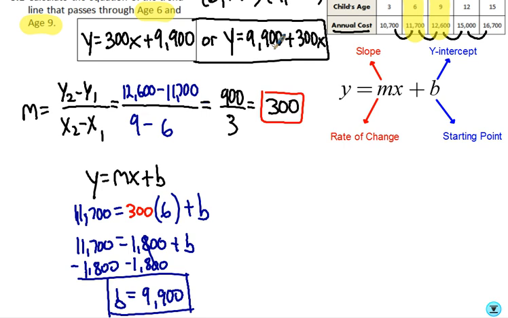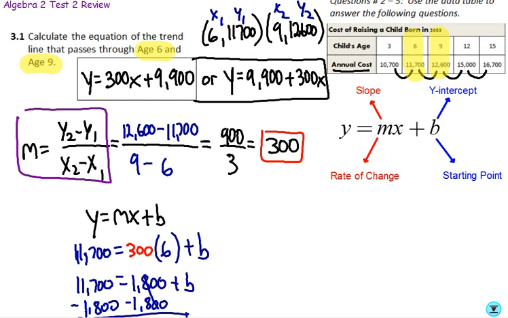All right, so what you're going to do is use the same formula here, y2 minus y1 over x2 minus x1, to figure out the slope. Once you know the slope, pick one of the points. Doesn't matter which point you pick. Use one of the points to find the y-intercept, the starting point, and then you want to write the equation of the particular line that's there. All right, so go ahead and pause now and try 3.2 in the middle, and then 3.3.